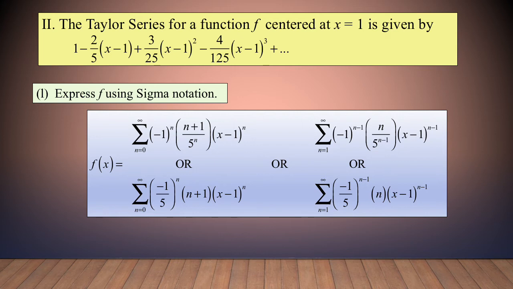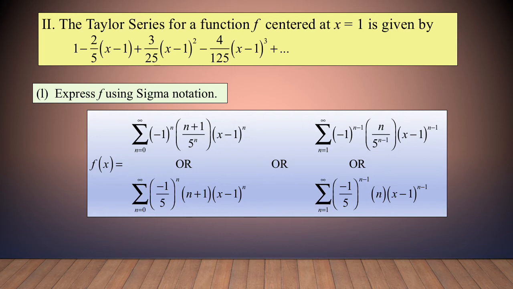Summation n equals 0 to infinity of negative 1 to the n plus 1 over 5 to the n times x minus 1 to the n power. And we can combine the negative 1 to the n on top and the 5 to the n on the bottom and write this as summation n equals 0 to infinity of negative 1/5 to the n power times n plus 1 times x minus 1 to the n.